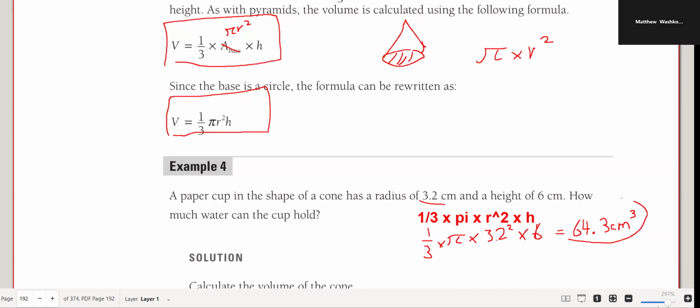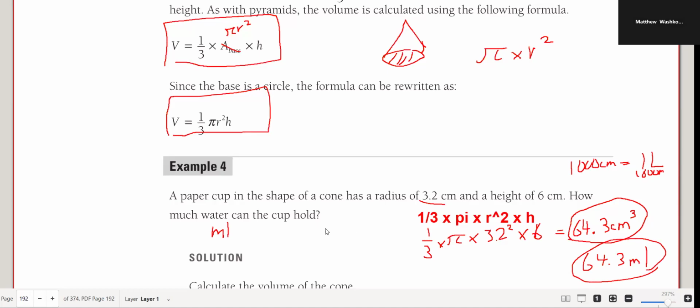Nope, that's not how water works. Water is measured in milliliters, right? Liters. So I know 1,000 cubic centimeters is equal to 1 liter or 1,000 milliliters, right? So all I got to do is convert this into 64.3 milliliters. So this is what the actual question's asking, right?